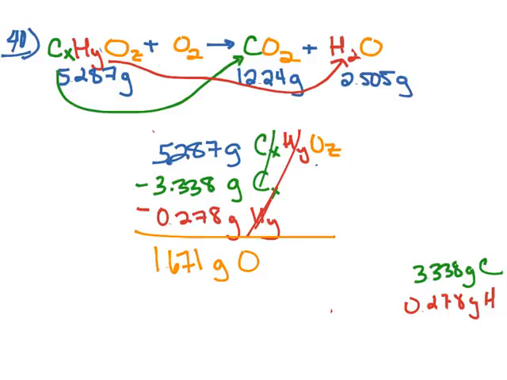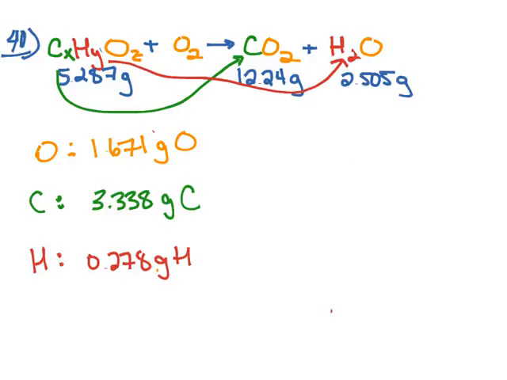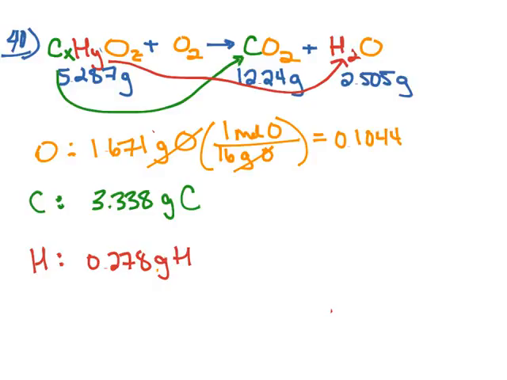I need to get the formula, and formulas are always on a mole ratio. So now I've got to take all these grams and mole them out. So I've lined up my grams that I have of each, and I'm going to take each and mole it out using the atomic mass that I find on the periodic table. So for oxygen, it is 1 mole of O in every 16 grams of oxygen. Grams and grams cancel out, and I'm left with 0.1044 moles of oxygen.